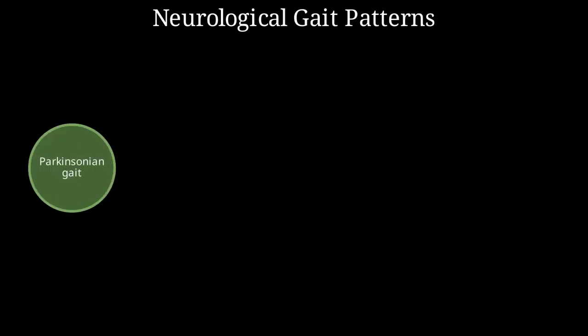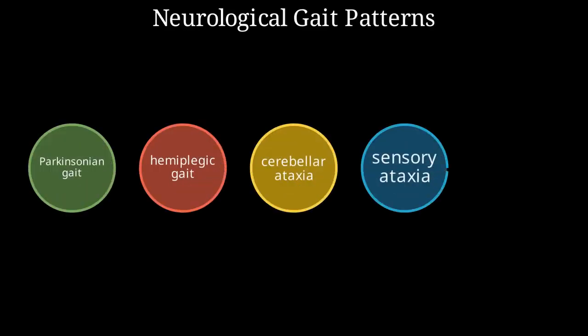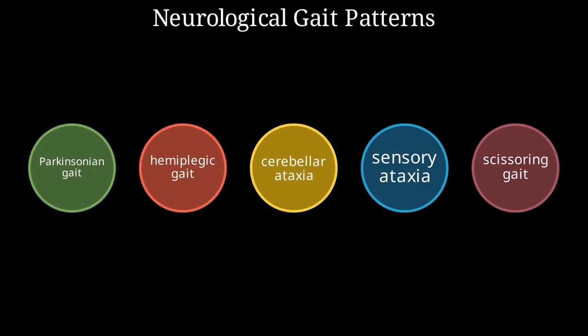Neurological gait abnormalities include Parkinsonian gait, shuffling, flexed posture; hemiplegic gait, circumduction, absence of heel strike; cerebellar ataxia, unsteady, reeling; sensory ataxia, stamping; and scissoring gait, where the legs cross due to adductor tightness.